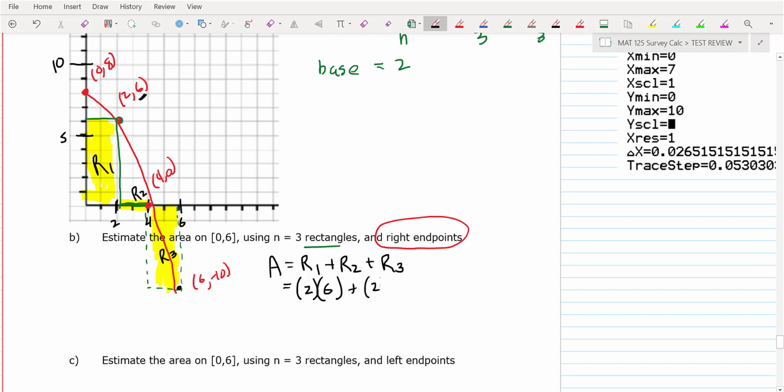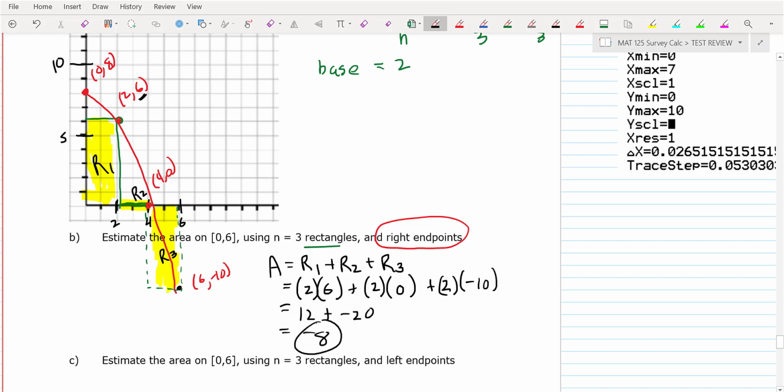Region 2 is the base is 2. What's the height of region 2? 0, okay? That has no area. And then you go to the next one. It's base times height. What's the height of this? Negative 10. Okay, you guys see what I'm doing? The right endpoint function value gives you the height. That's arithmetic. So what you get here is 12 plus negative 20, so it's negative 8.